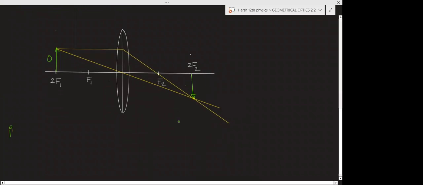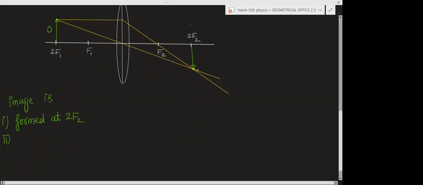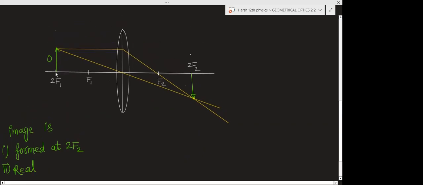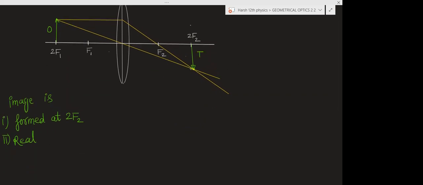So the image is number 1, formed at 2f2. Number 2, real and inverted because the rays are actually meeting. And it is inverted; you can see the direction of the arrow. The object is above the principal axis and the image is below the principal axis. That is why it is an inverted image. So real and inverted.